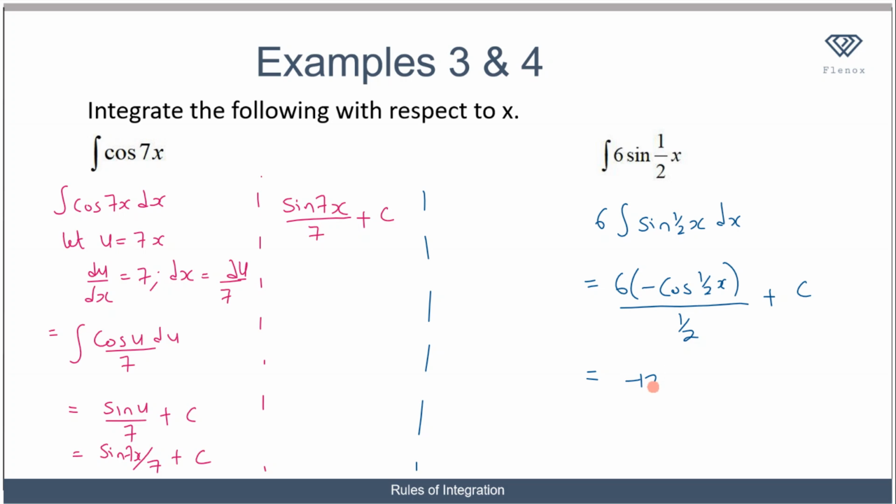So that gives me minus 12 cos half x plus my constant. So you can see you really don't need to work through all this long motion of substitution, but before you get to this level you have to have practiced a lot so you can understand what is really going on.